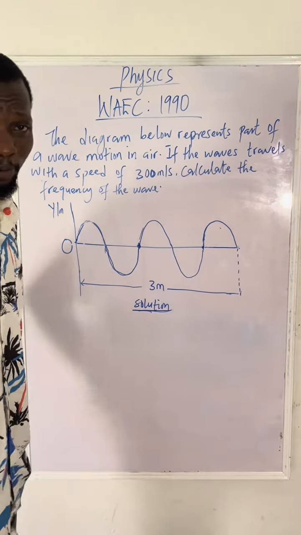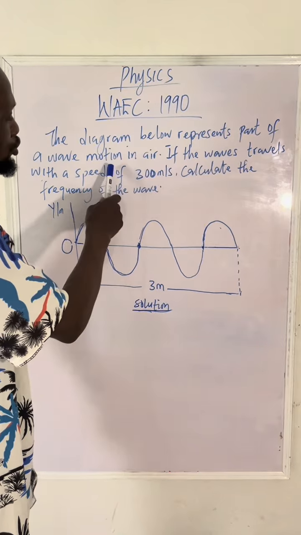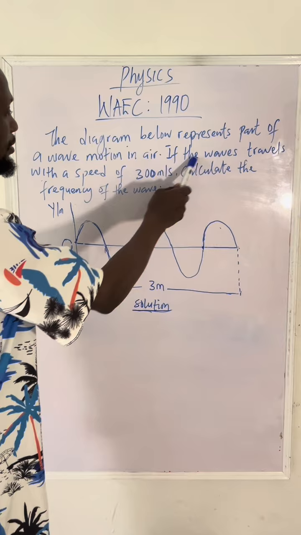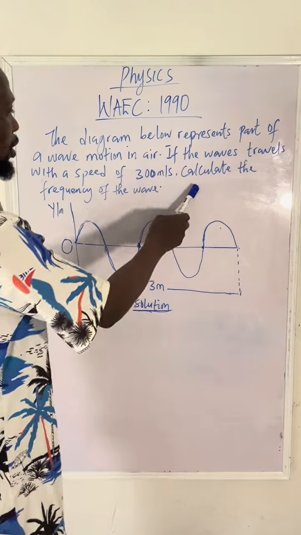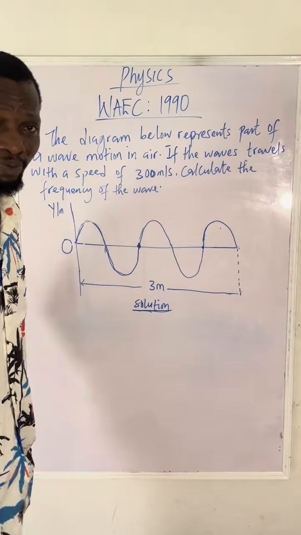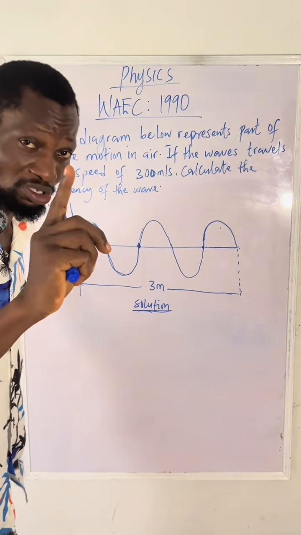Let us quickly solve this problem. The diagram below represents part of a wave motion in air. If the wave travels with a speed of 300 meters per second, calculate the frequency of the wave. The first thing is to bring out your parameters from the question.